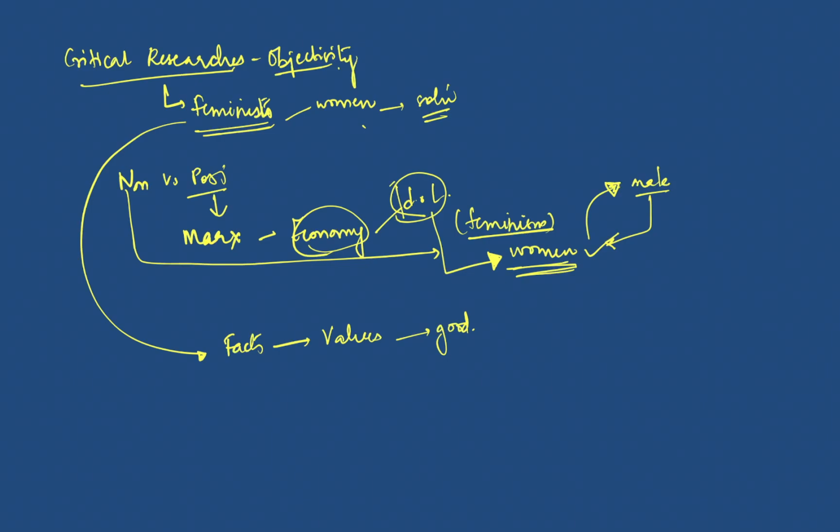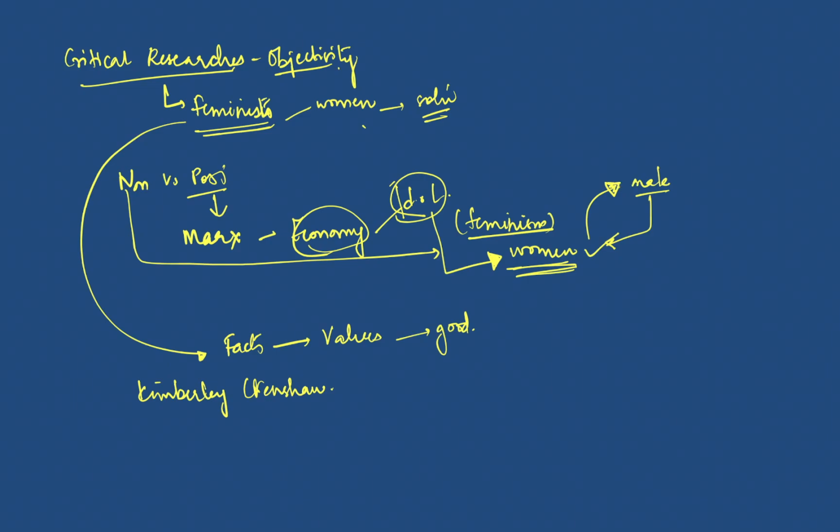So these critical researchers, one very famous example of a critical researcher who is also a feminist is Kimberly Crenshaw, right? Kimberly Crenshaw. So they basically argue that sociological researchers should exhibit value commitment. They have to show certain values that do good to society as a whole, right?